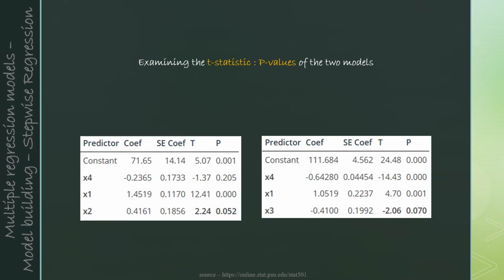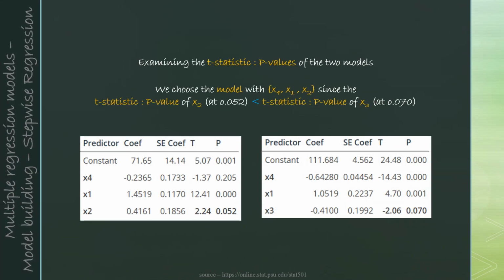Examining the t-statistic p-values of the two models, we choose the model with x4, x1 and x2, since the t-statistic p-value of x2 in the above model at 0.052 is less than the t-statistic p-value of x3 at 0.070.